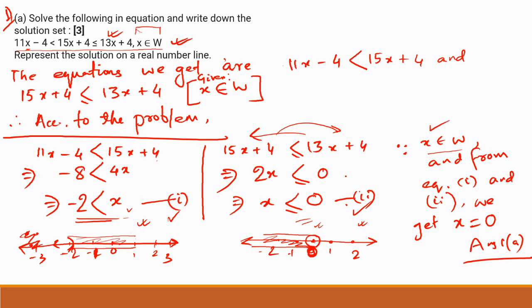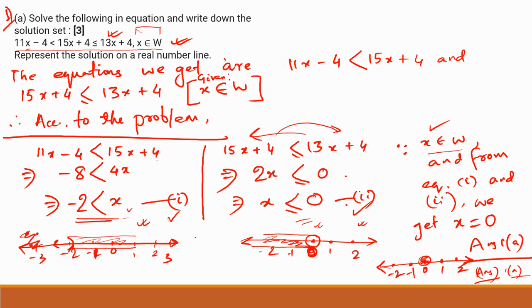And it's saying represent the solution on a real number line. Okay, so you have to do that also, don't miss it out, otherwise they will deduct 1 mark for sure. 1, 2, this will be minus 1, minus 2. So the answer will be just this 0, just this 0, final answer. Okay, this is also the answer to 1 basically, right?